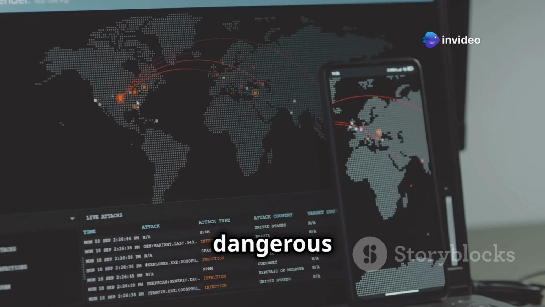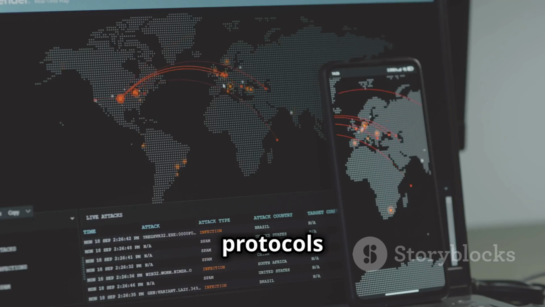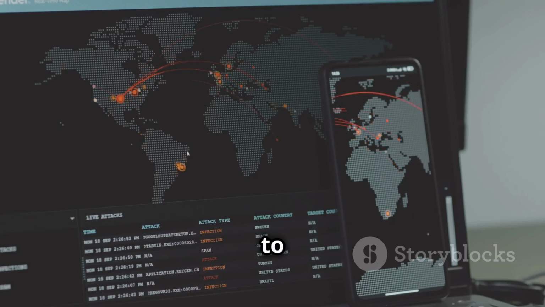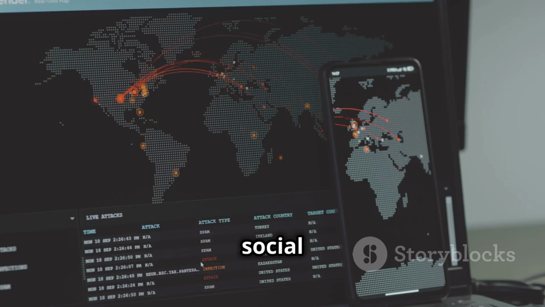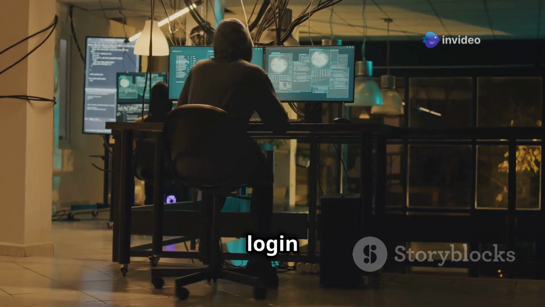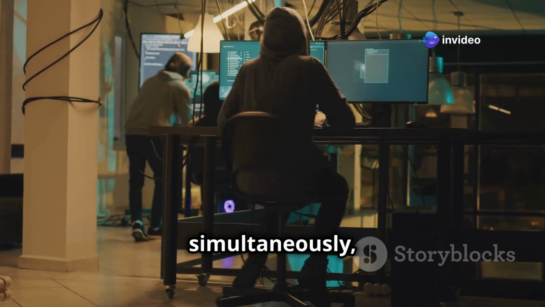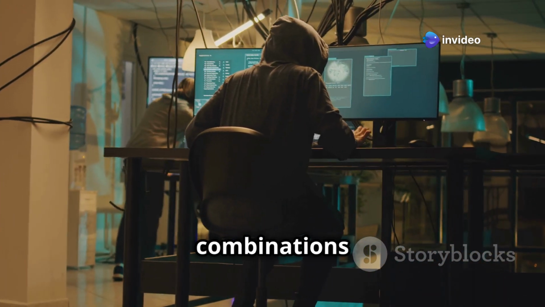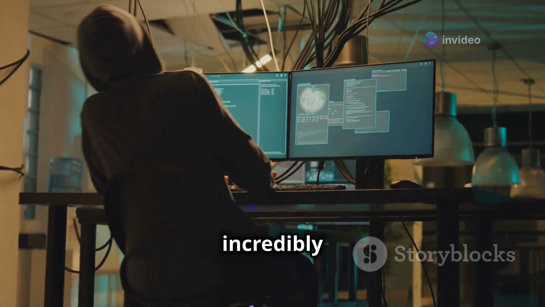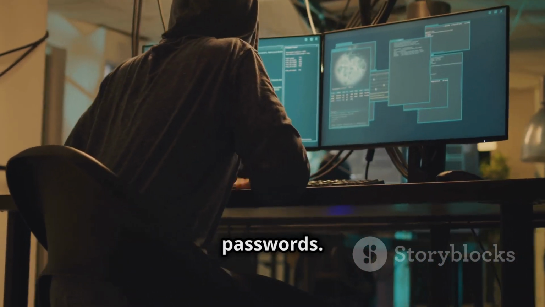Hydra is particularly dangerous because it can target a wide range of protocols and services, from FTP to SSH to, you guessed it, social media accounts. It can automate the login process for multiple accounts simultaneously, trying thousands of combinations per second, making it incredibly efficient at cracking weak or reused passwords.